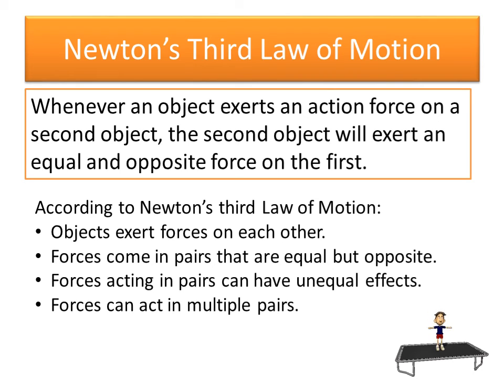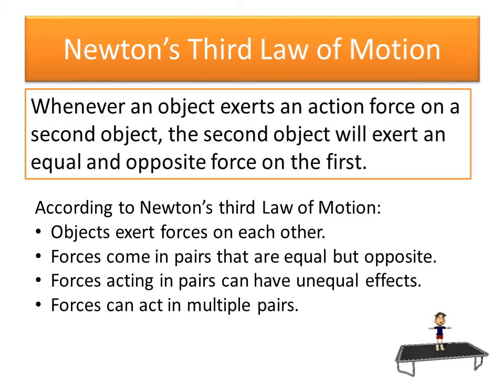So whenever we talk about Newton's third law of motion, keep these in your mind. Objects exert forces on each other, like the man on the trampoline and the trampoline on the man. Like when you are swimming also, you on the water and the water on you. Forces come in pairs that are equal but opposite. While swimming, you exert an action force with your hand on the water backward. The water will exert a reaction force on you forward, so you move forward.